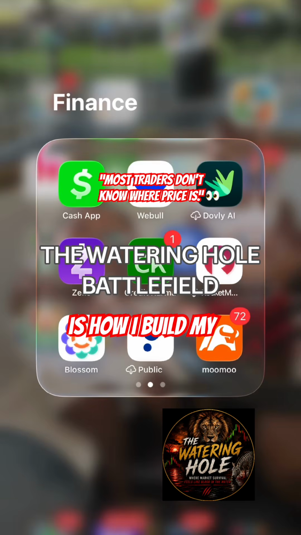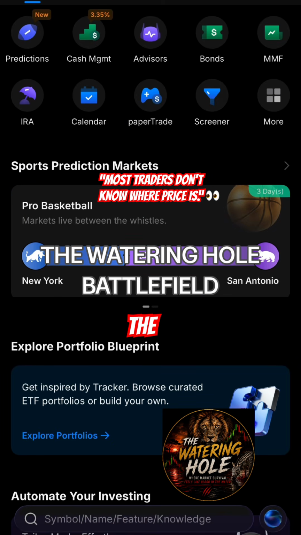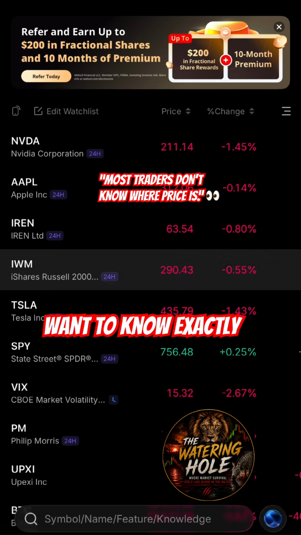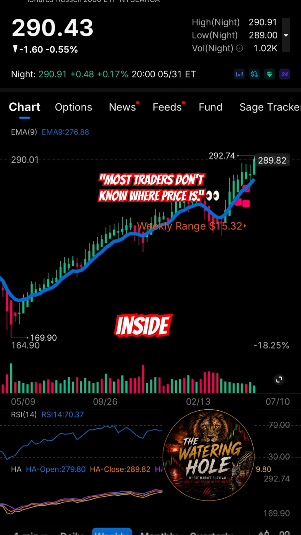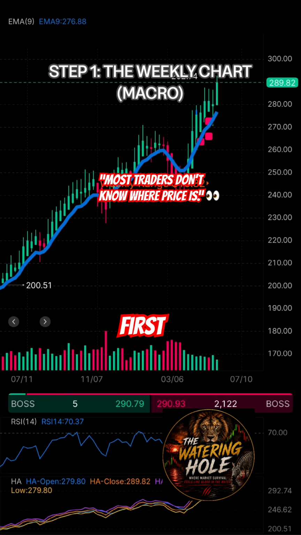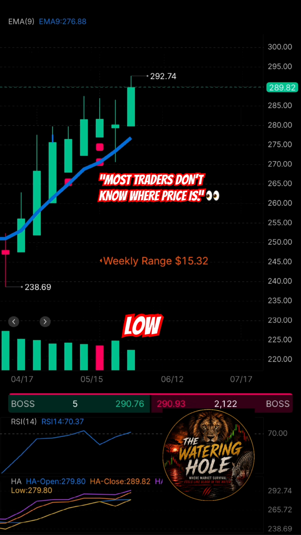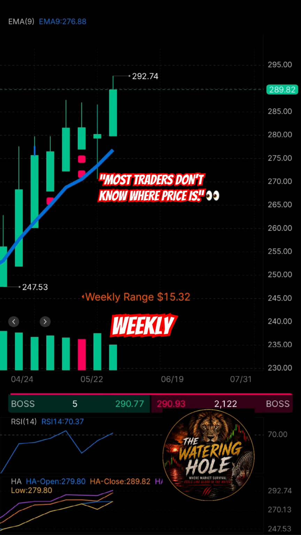This is how I build my battlefield using the watering hole framework. Before I take a trade, I want to know exactly where price is inside the bigger structure. So first, I go to the weekly chart. I mark the weekly high and the weekly low, and that gives me my weekly box.